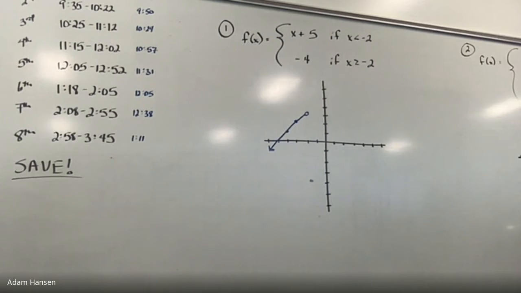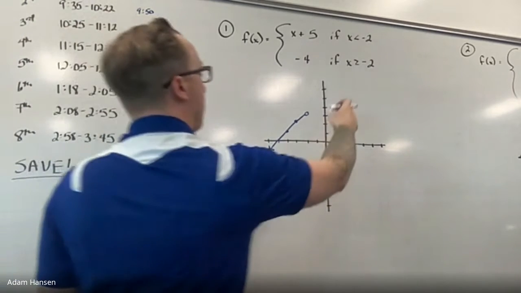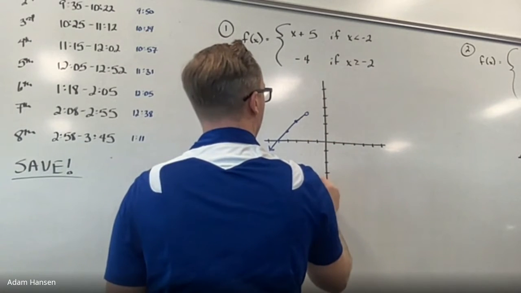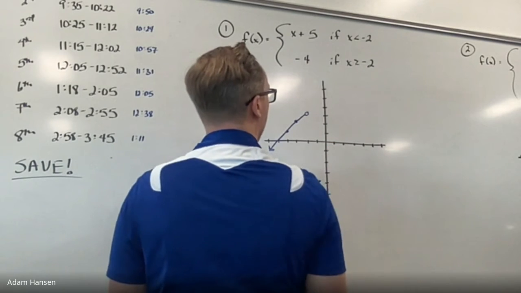What's another number besides -2 that's greater than or equal to -2? Let's get some more points. -1. For an x coordinate of -1, our function still has the value of -4. So I can go left 1 for our x coordinate, down 4 for the y coordinate.